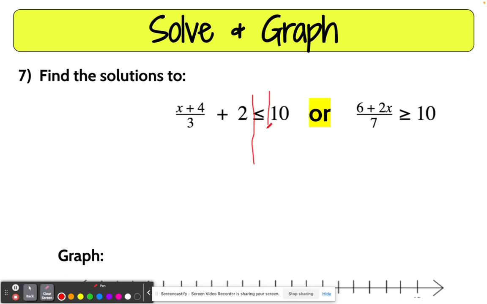Draw my lines down. Let's send home these acquaintances first by subtracting 2 from both sides. I have x plus 4, divided by 3 on this side and 8 on this side. See, this can get complicated. Need to get rid of this 3 next. Let's multiply both sides by 3.